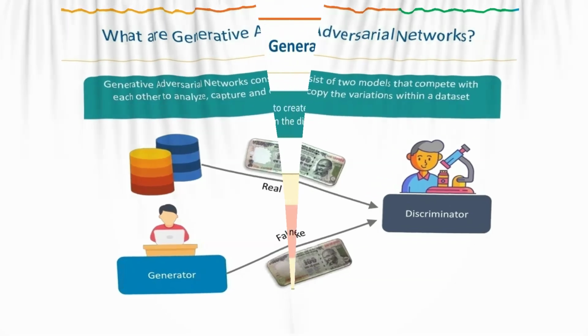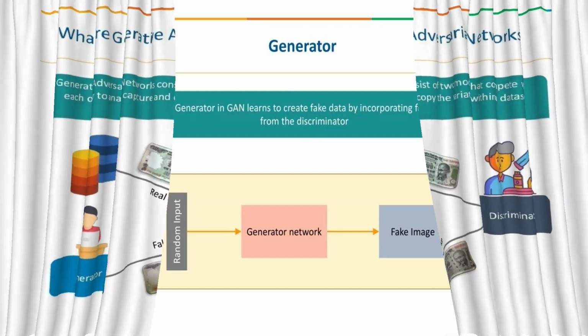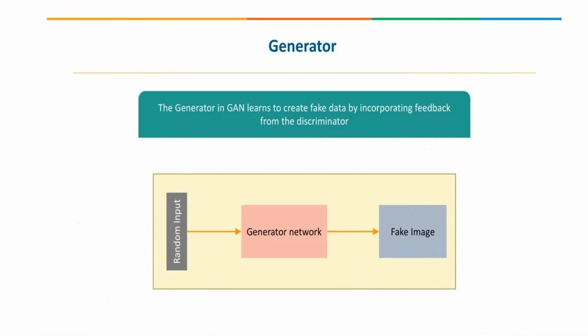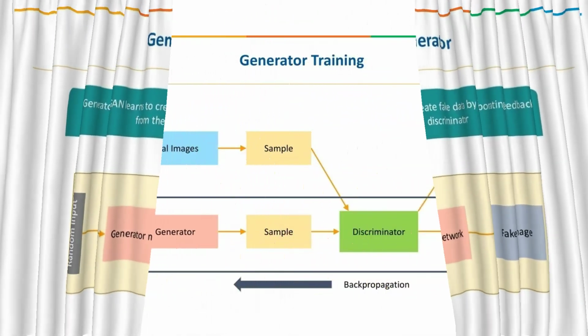Now let's discuss what the generator is. The generator's task is to generate fake images which may be similar to your real images. Let's take an example of a 20 rupees note you have. You feed that 20 rupees note to the generator network. Now the generator network will create certain samples of images which look similar to your 20 rupees original note.